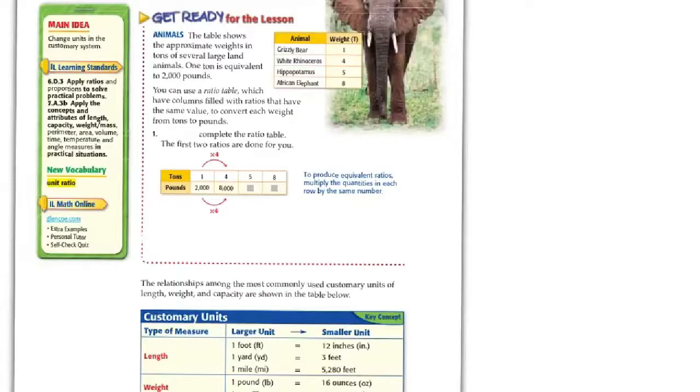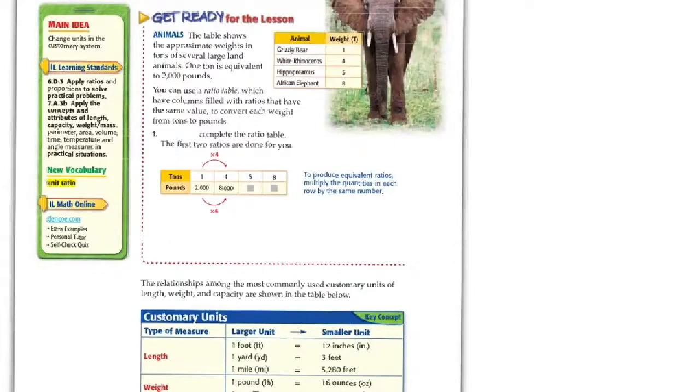Hi, everybody. Today we're going to talk about changing customary units or different measurement conversions, and using a ratio and equivalent ratios can make this a lot easier. So let's just walk through a few examples. Okay, this is from our old textbook, but it all still applies.